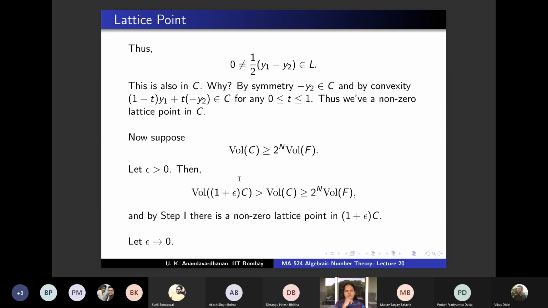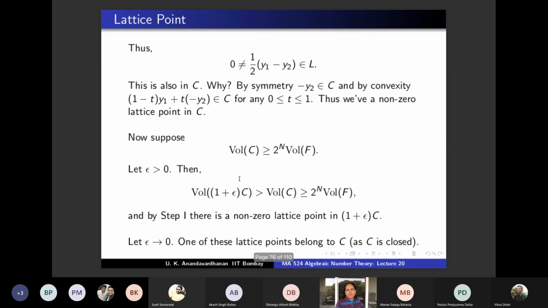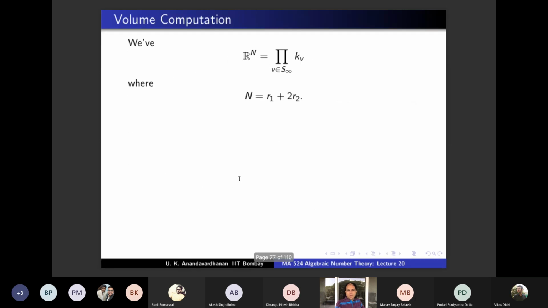Now take epsilon going to 0. Because C is closed, you can conclude that one of these lattice points has to be in C itself. Not all of these, but for every 1 plus epsilon C, if the lattice points are outside C, then there is a problem, and that is because C is closed. Okay, so existence of lattice points is done. All this I am doing today so that in the Minkowski bound proof we will need this. Maybe we don't have much to do today. We are going to do one more volume computation. That's all that we need to do.